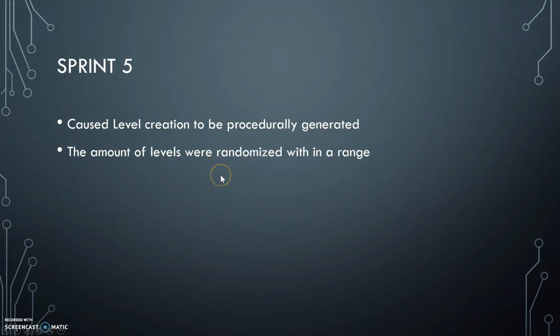Alright, for Sprint 5, we caused level creation to be procedurally generated, and the amount of levels was randomized within a range. I think for the final project we had 3 to 5 base levels, and then one level after the final level, it would do the actual boss level.